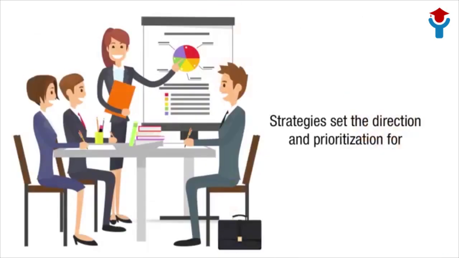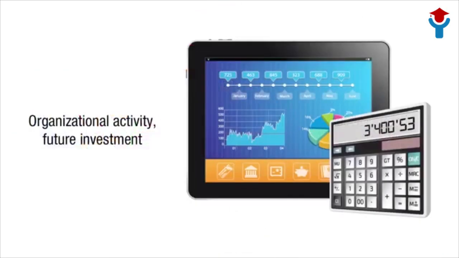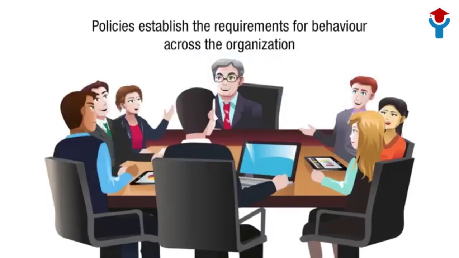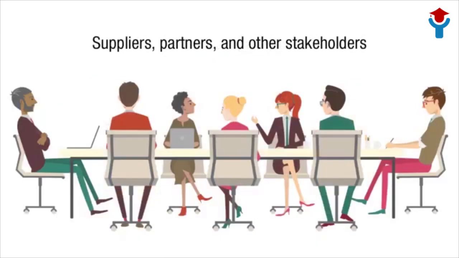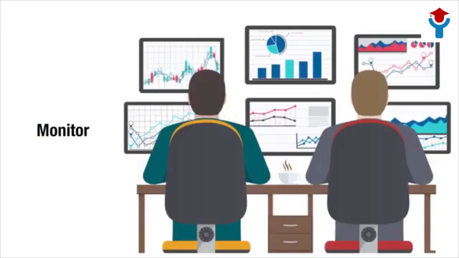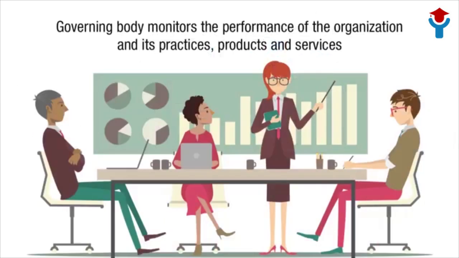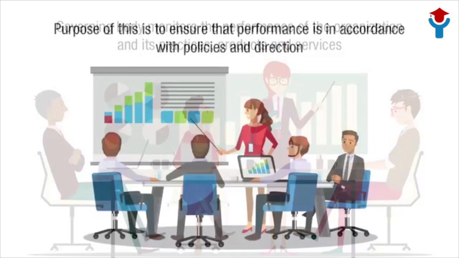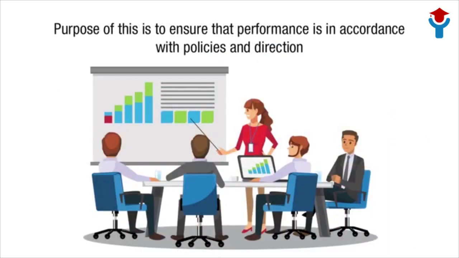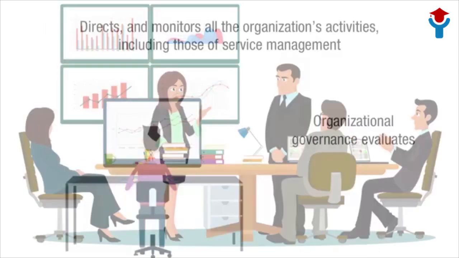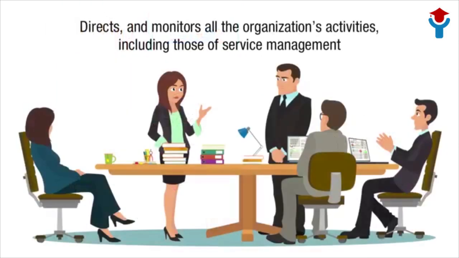Strategies set the direction and prioritization for organizational activity, future investment, etc. Policies establish the requirements for behavior across the organization and, where relevant, suppliers, partners, and other stakeholders. Monitor. The governing body monitors the performance of the organization and its practices, products, and services. The purpose of this is to ensure that the performance is in accordance with policies and direction. Organizational governance evaluates, directs, and monitors all the organization's activities, including those of service management.